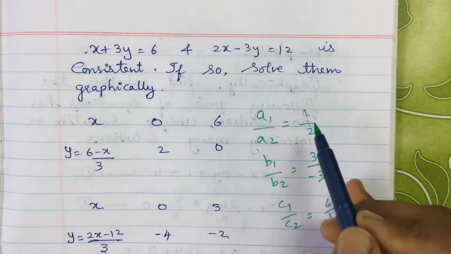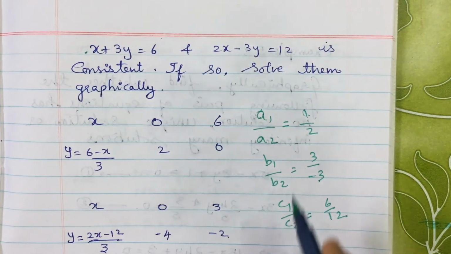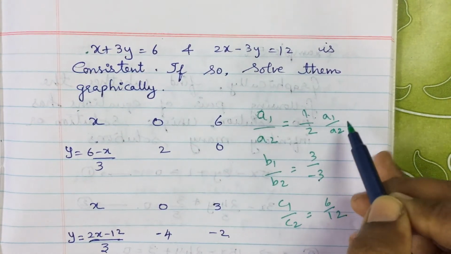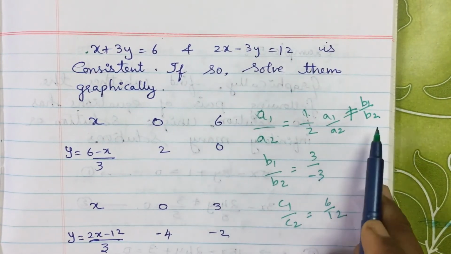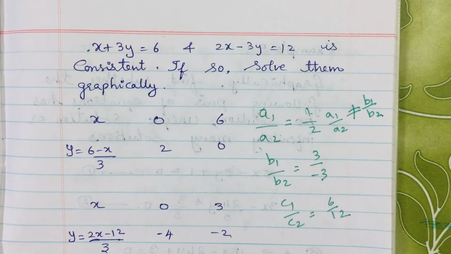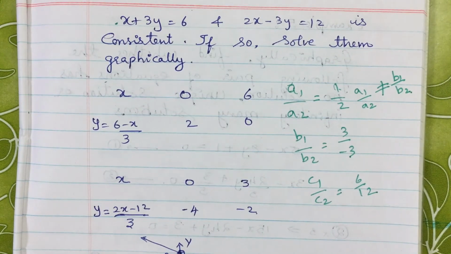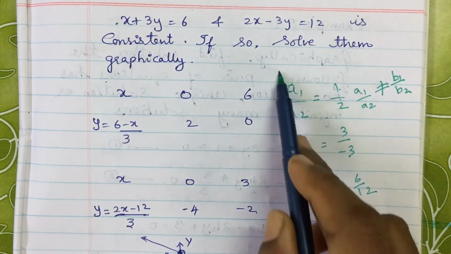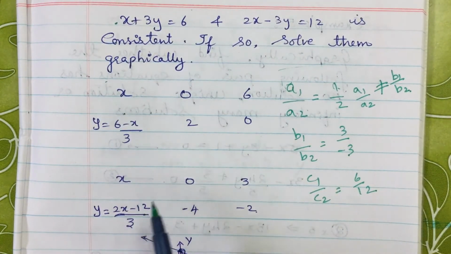So if you check the answers, a1 by a2 is not equal to b1 by b2. From this you can infer they have a unique solution. These lines have a unique solution, and also they are consistent. I forgot to write this, so you have to write this part even before finding out the x and y points for these equations. So from this you can arrive that the given pair of lines is consistent.